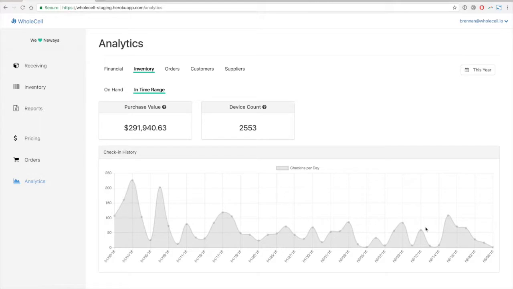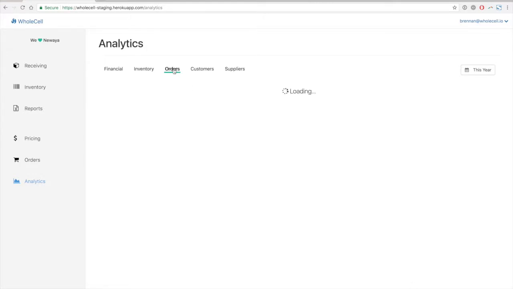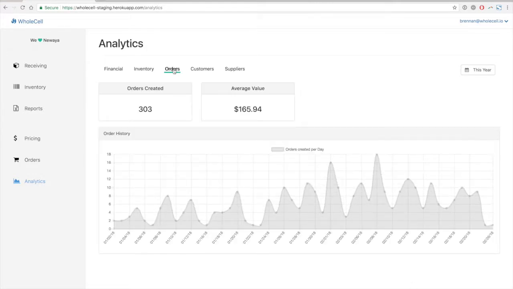particular day over time. The orders page shows us a couple basic details about orders, how many orders we've created within a period, and the average value of that order.